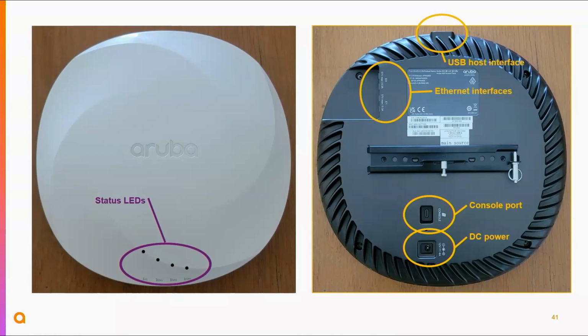This, by the way, was by popular demand. In the previous generation of 5XX APs, the LEDs were on the side, and people didn't like that because you can't see them from every direction.